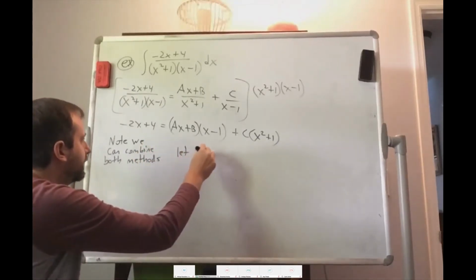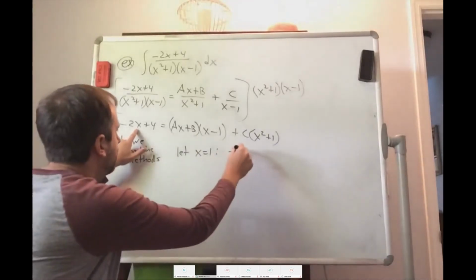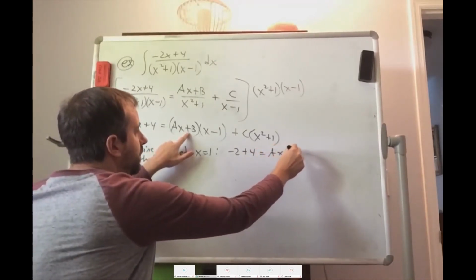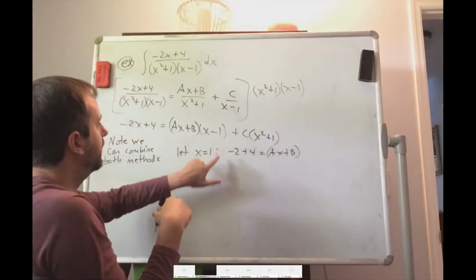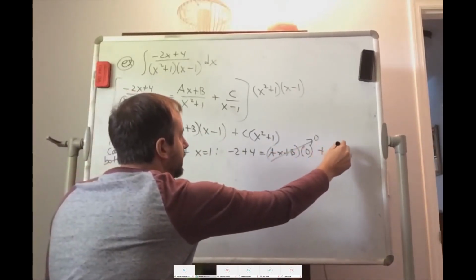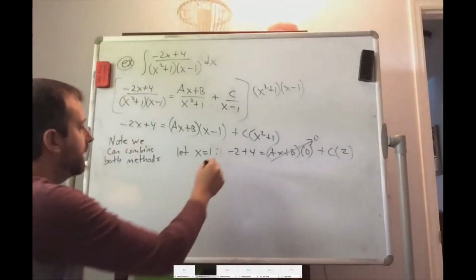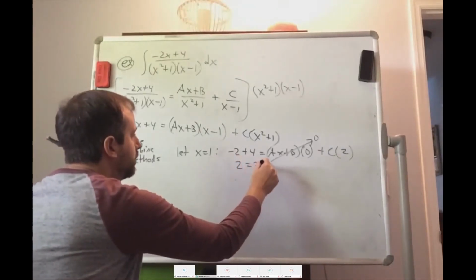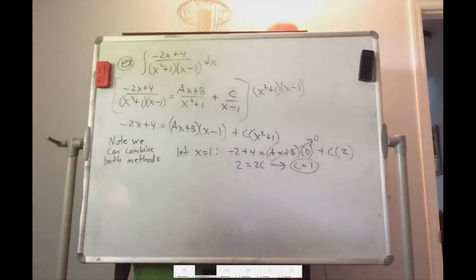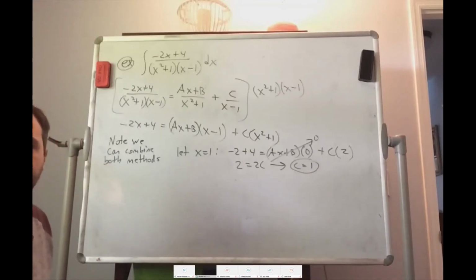I'm going to let x equal to 1 and see what I get. This side I get negative 2 plus 4 equals ax plus b times, well, when I plug in 1, I get 0 there, so that knocks out that whole term. Plus c times 1 plus 1, which is going to be 2. So at the end of the day, I get 2 equals 2c, and immediately get that c is 1. So that's going to be nice. You'll see why in a second. But that's as far as you can go with that method.